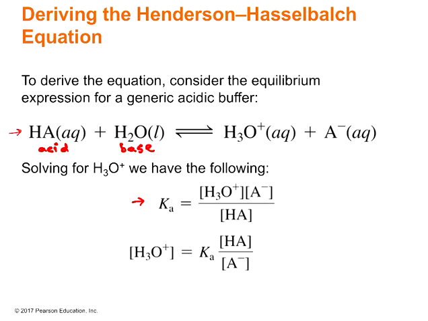And then we're going to rearrange this equation to solve for the concentration of hydronium ions. Once we rearrange that equation, we'll see that the concentration of hydronium ions is equal to the Ka value times the concentration of acid over the concentration of base.